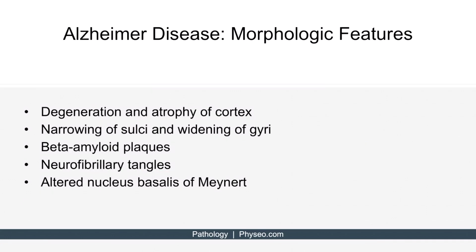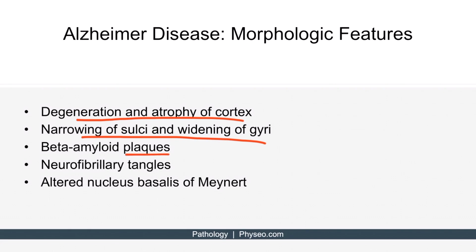Alzheimer's disease causes degeneration and atrophy of the cortex. The cerebral atrophy and degeneration leads to narrowing of sulci and widening of gyri. A dysfunction in amyloid precursor protein cleavage results in the overproduction of beta amyloid. This causes beta amyloid to build up in plaques in the brain.